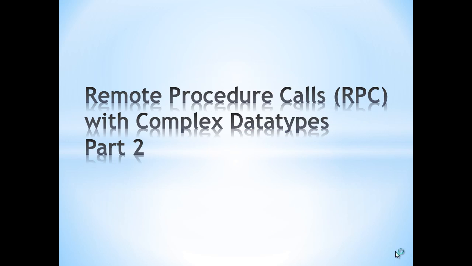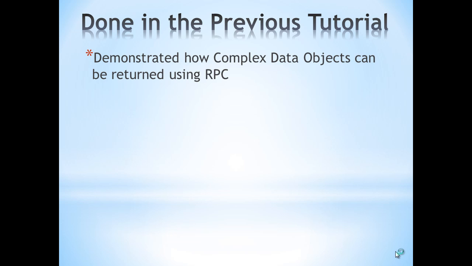So there we go. As I said, we're going to be talking about remote procedure call with complex data types, part 2 in this case. So what did I do in the previous tutorial? Well, I demonstrated how complex data objects can be returned using RPC. And in the example that I did, I showed all the data returned from the remote procedure calls on the same screen, which doesn't really represent the actual situation as we would develop it in applications.